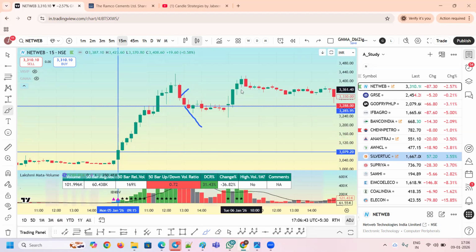So as of now, if you are doing it for short term, whichever time frame it is, if you are doing it for swing, you can exit here. If you are doing it for intraday also, you can exit here. Is this clear till here?